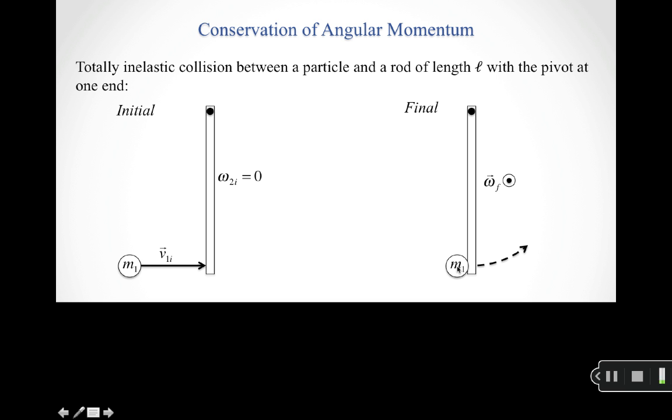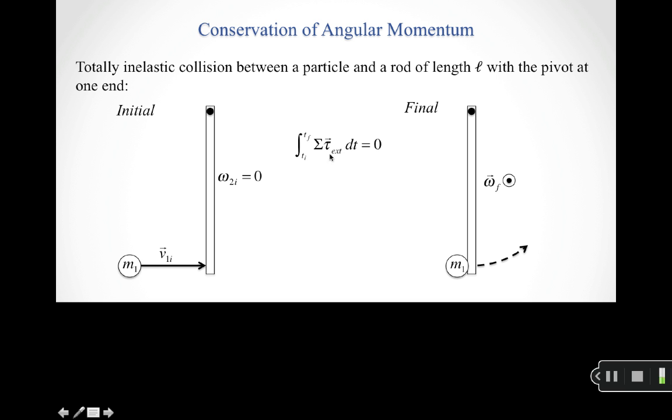Well, since it's a totally inelastic collision, the mass is going to stick to the rod, and then this whole thing is going to start swinging up as it begins to rotate about the pivot point. So I have no angular momentum for the rod initially. I do have an angular momentum for mass 1 that I can calculate, and I'm going to have an angular velocity for my rod at the end that I'm going to be able to relate to the angular momentum.